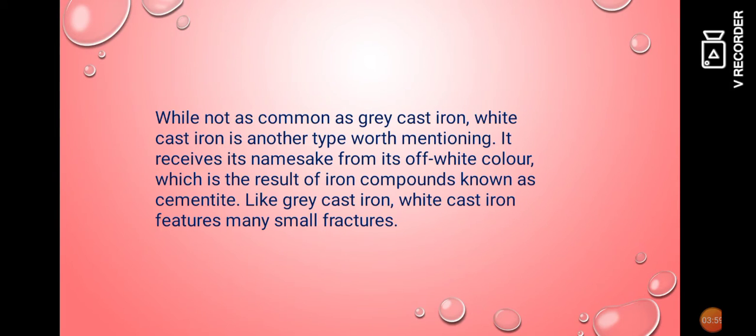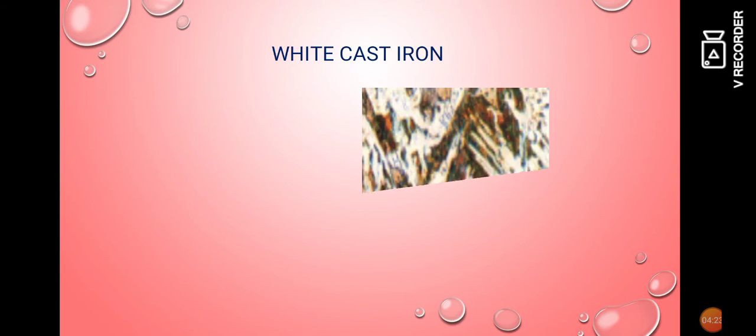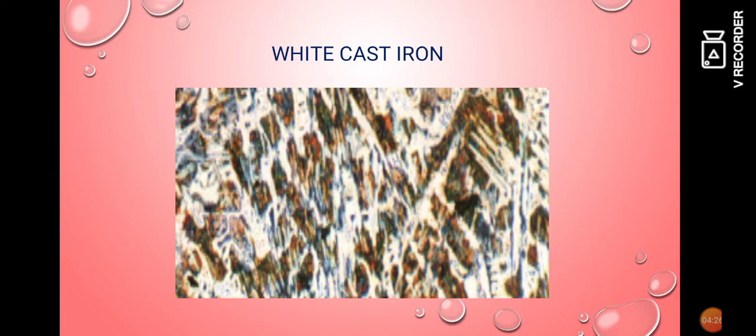While not as common as grey cast iron, white cast iron is another type worth mentioning. It receives its namesake from its off-white color, which is the result of iron compounds known as cementite. Like grey cast iron, white cast iron features many small fractures. Let us see the microstructural arrangement of white cast iron. When we consider this cast iron with the remaining two, it appears a little bit whiter than the other two cast irons, as shown in the figure.